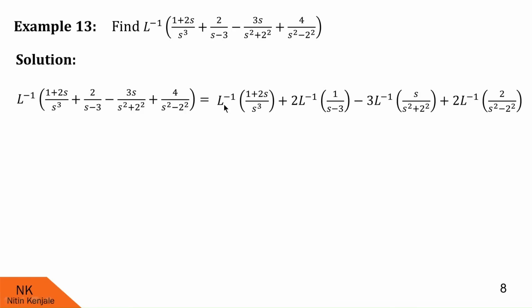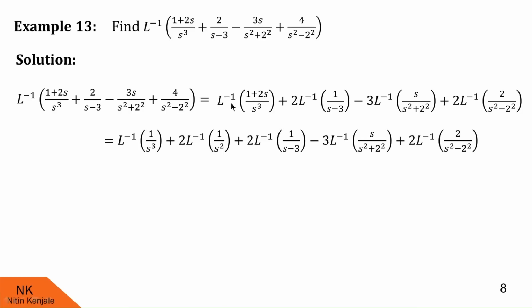So this can be written as L inverse of the first function plus L inverse of the second function minus L inverse of the third function and so on. In the numerator of the first function, there are 2 terms separated by a plus sign. Once again, you can distribute this L inverse over this addition. So I can write this as L inverse of 1 upon s cube, and the second term will be 2 times L inverse of 1 upon s square. Remaining terms as they are.